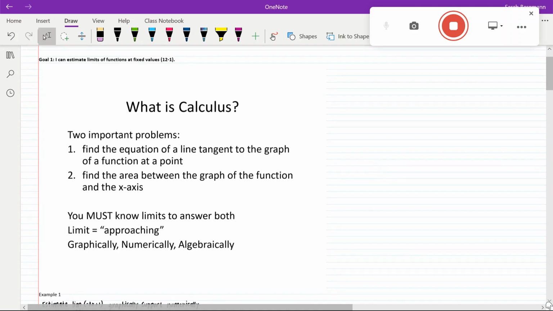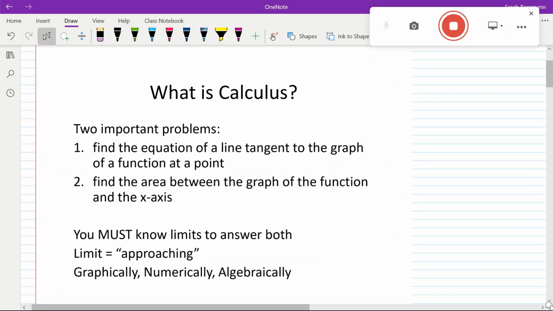So first, as a quick overview, what is calculus? You'll be solving two important types of problems. You might have to find the equation of a line tangent to the graph of a function at a point. So for example, if you had a function, let's just call it f of x, and it looks like this, you will be given a point and they'll ask you, find the equation of this pink line.